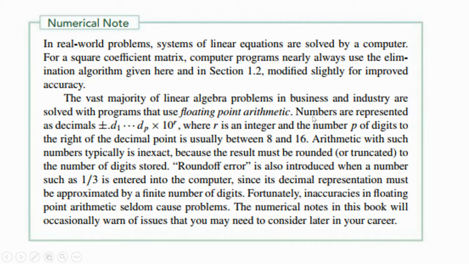So you see, numbers are represented by zeros and ones, and numbers are represented as decimals, which are integers times powers of 10. There are only so many digits, so a round-off happens. Arithmetic with such numbers is typically inexact, because the results have to be rounded or truncated to fit into the computer. Round-off error is also introduced when a number such as 1/3 is entered, because its decimal representation will be a finite string of 3's, not an infinite number of 3's.